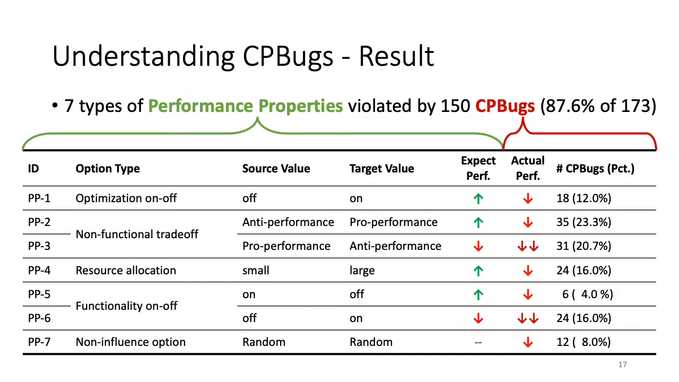And these 7 types of PP are violated by 150 CP bugs. The last column shows the distribution. Note that for violation of PP3 and PP6, the expected performance is a reasonable drop, and the actual performance is a severe drop. We conduct empirical experiments to figure out some threshold to measure what can be a reasonable drop and what can be a severe one.